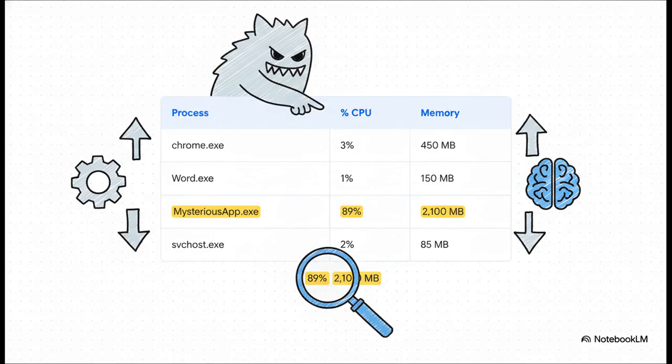You just pop open the Task Manager, go to the Processes tab, and boom, you can solve the case in seconds. All you have to do is sort by CPU or memory usage, and the culprit usually just jumps right to the top. And in this case, yeah, mysteriousApp.exe is clearly our villain. Look at that. It's eating almost all of the processing power.